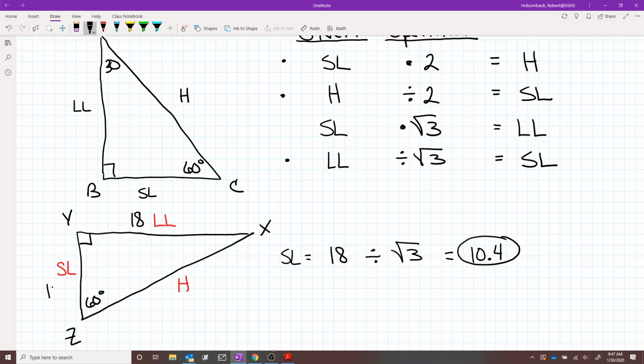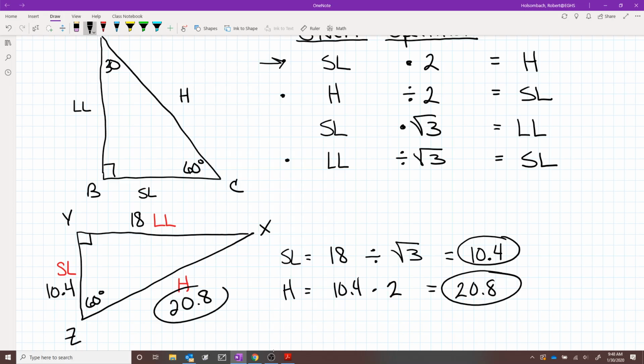Now that you know your short leg, what else do you need? You need the hypotenuse. So look, short leg times 2 equals hypotenuse. So our hypotenuse equals the short leg, which is 10.4, times 2. And what's 10.4 times 2? 20.8. Alright, so hypotenuse, 20.8. There's your other two sides, given the long leg.